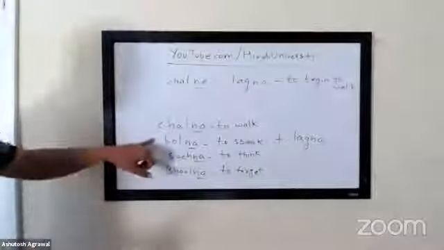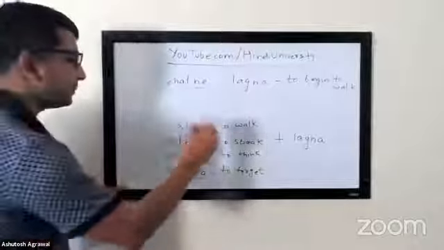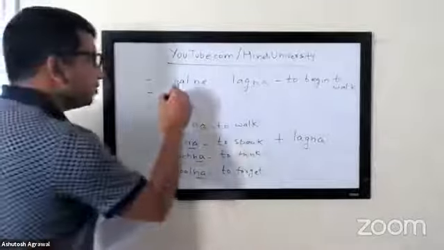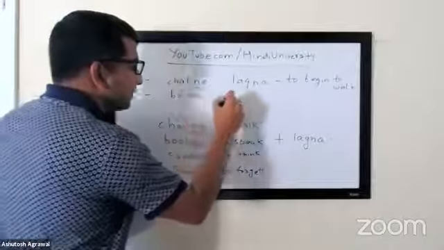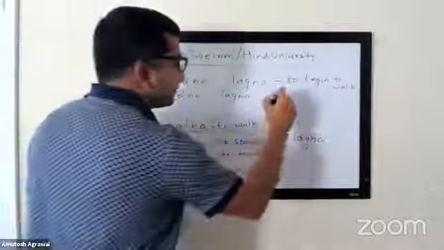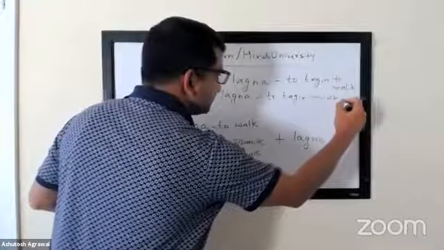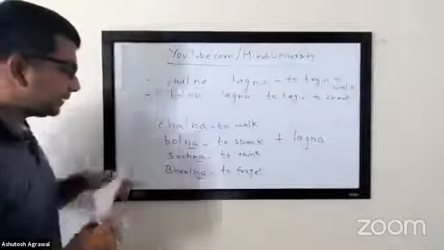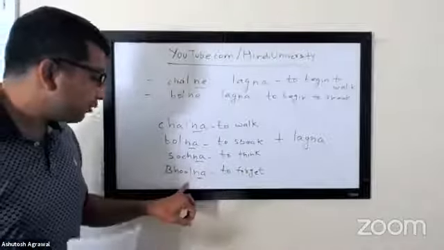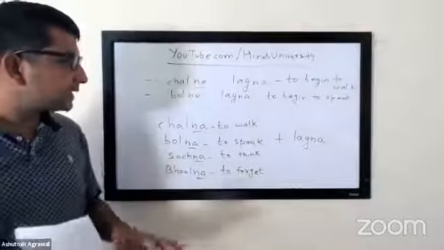Okay. Let's do the other one. Bolna plus lagna. Simona ji, you want to give it a try? I just guess it's the same, bolna lagna. Very good, right? So it's bolne lagna. And what does it mean? To begin to speak. Very good. And similarly, sochna plus lagna is sochne lagna, and bhulna plus lagna is bhulne lagna. Okay, now that's the basic.